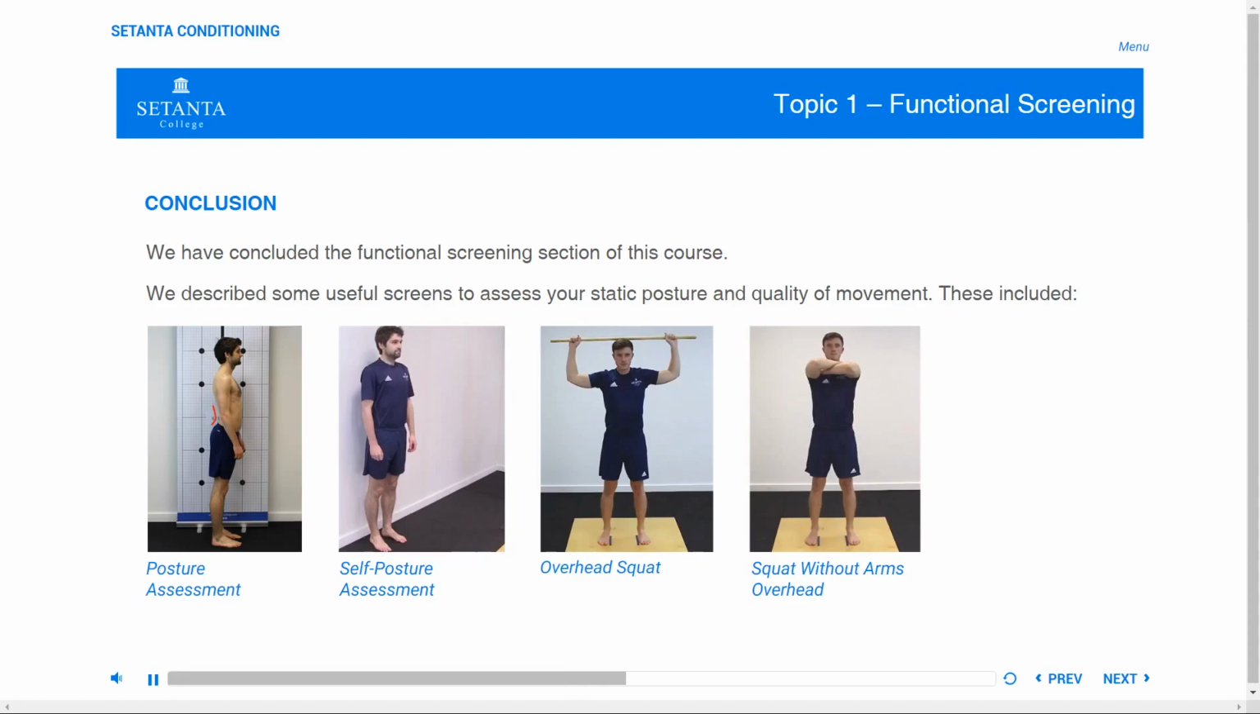Both types of screens interact together, as faults noted during the posture screen may also be noted in the overhead squat. You should now understand the basics of functional screening and be competent in assessing and administering a basic screen. Remember, screening is an appropriate starting point which will direct your exercise program and reduce your risk of injury.